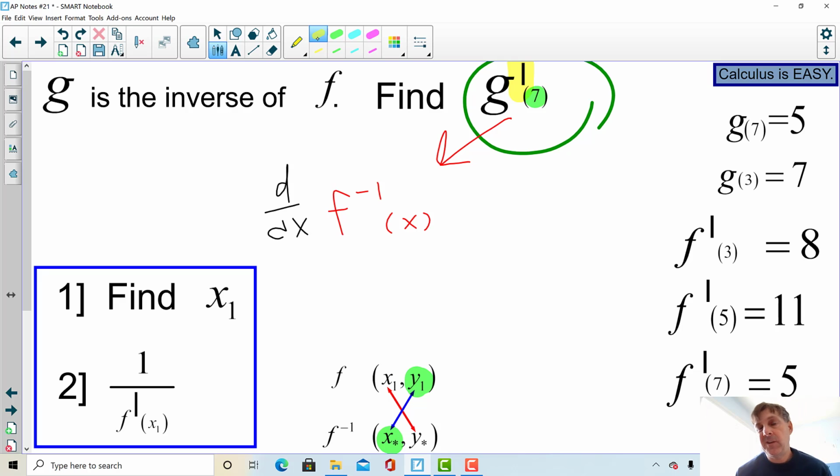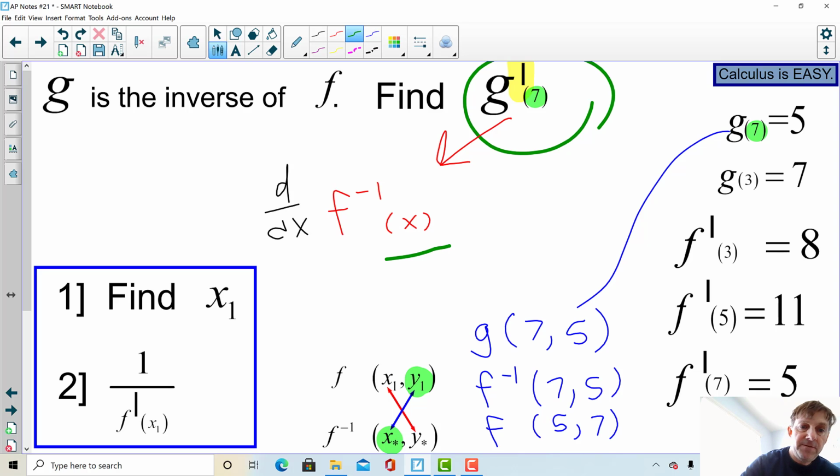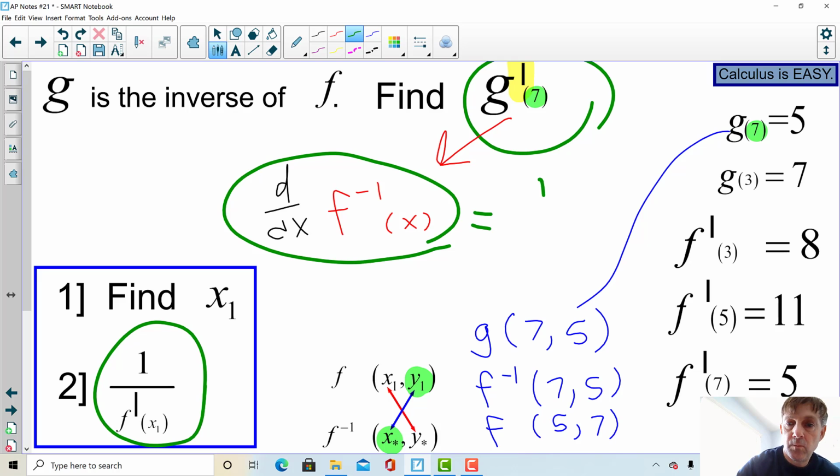Now this problem is actually a little bit easier than normal because we can see an x value of 7 right here. So this point tells us that for g, we have 7 comma 5. Remember, that's f inverse, 7 comma 5. So then for f, we would have 5 comma 7. So again, we're trying to find the derivative of the inverse. So it's just going to be 1 over f prime.